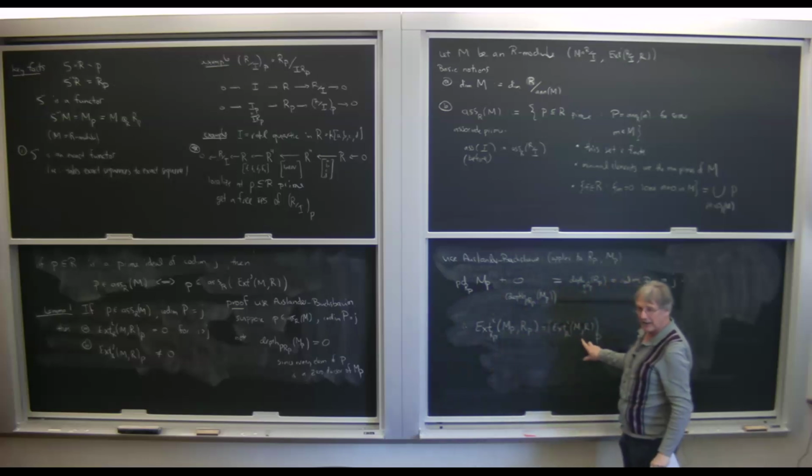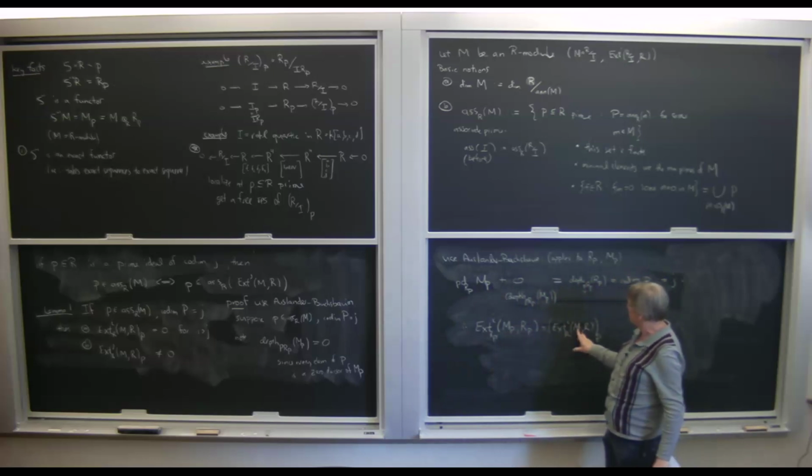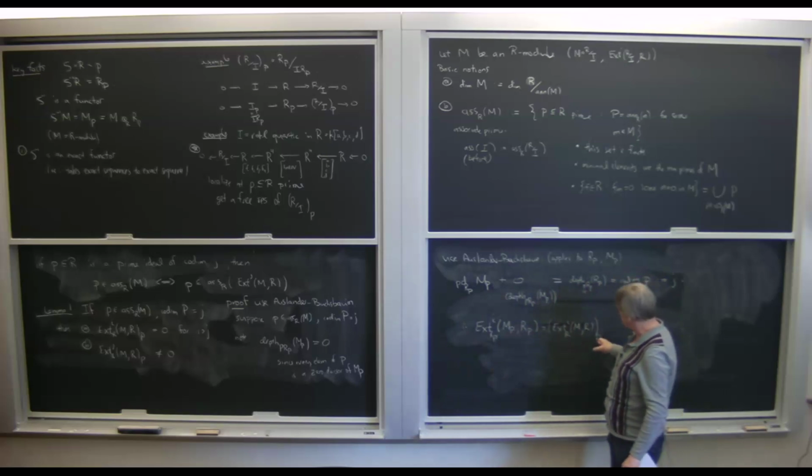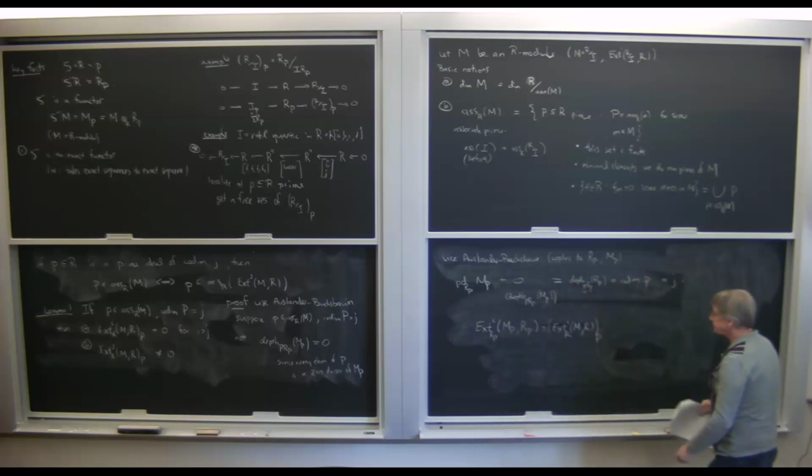Why is this, by the way? That's the fact that localization is an exact functor. So the way I compute this, I take a free resolution of M, say, and then I take Homs and I take cohomology, and every single one of those things commutes with localization at P. So when I localize at P, that factors into localizing all of those.